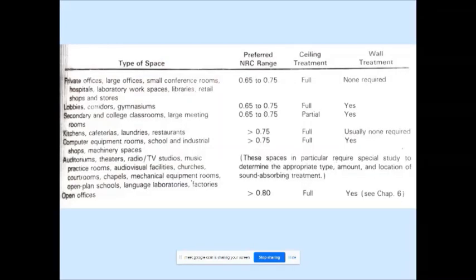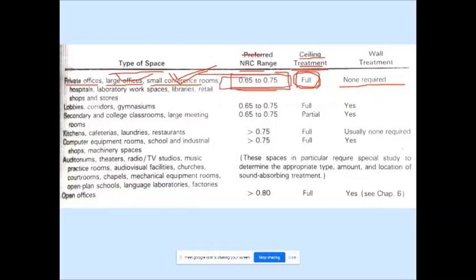And I think this is the last slide for today. We have types of space. Suppose for a private office or large office, or maybe we can have a small conference room, this is the preferred NRC range. This will be okay if we take between 0.65 to 0.75 NRC range. If we are treating the ceiling fully, then wall treatment will not be required in case of a small conference room and large office. Even in our conference room having the ceiling treatment, you must have seen, it is fully treated. So this is a kind of thumb rule, and wall treatment is not required.